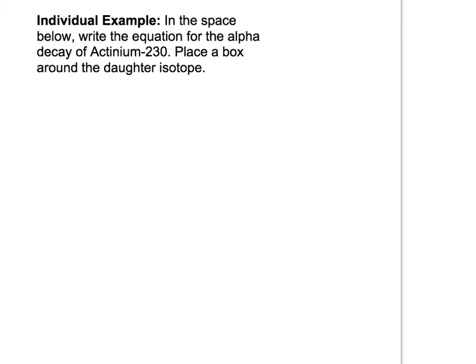Our individual example for learning target 1.12 says, in the space below, write the equation for the alpha decay of actinium-230. Place a box around the daughter isotope. So pause the video, try this, and then resume when you want to check your answer. In order to do alpha decay, we start with our parent. The parent is given to us right here, actinium-230.